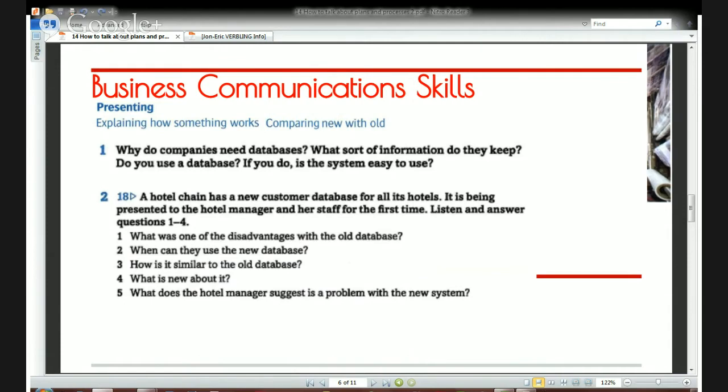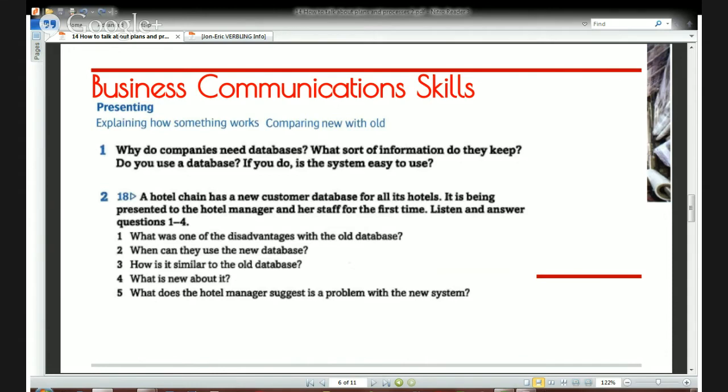A hotel chain has a new customer database for all its hotels. It is being presented to the hotel manager and her staff for the first time. You're going to listen and answer the questions. Let's just read through the questions before we listen, okay? So everyone pick a question. Yuki, can you read the first for us, then Giuseppe, then Anton, then back to Yuki again.